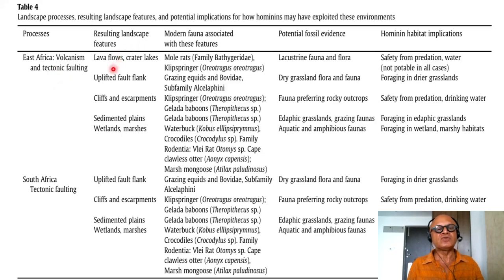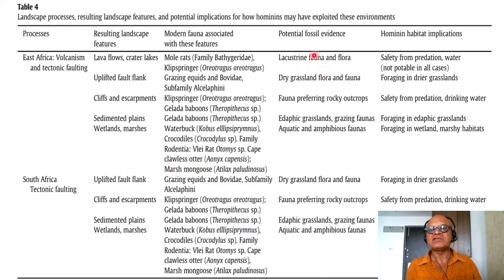Resulting landscape features include things like lava flows, crater lakes, uplifted fault flank, cliffs and escarpments, sedimented plains, wetlands and marshes that we just looked at in the previous podcast. And the modern fauna that are associated with these features include mole rats, klipspringer, grazing equids and bovidae, subfamily, so there's subfamily of that. What else? Baboons, waterbuck, crocodiles, rodentia, clawless otter, marsh mongoose, and so on.